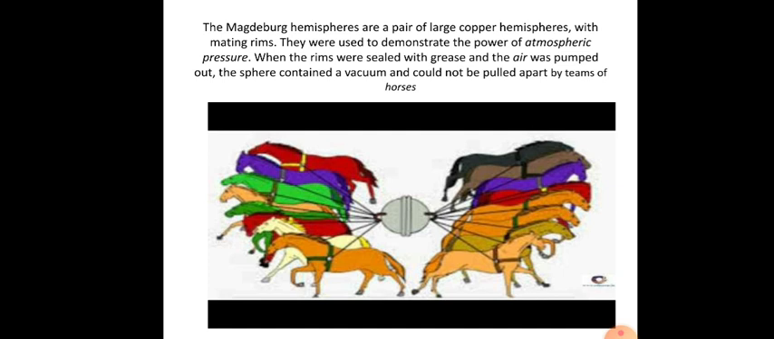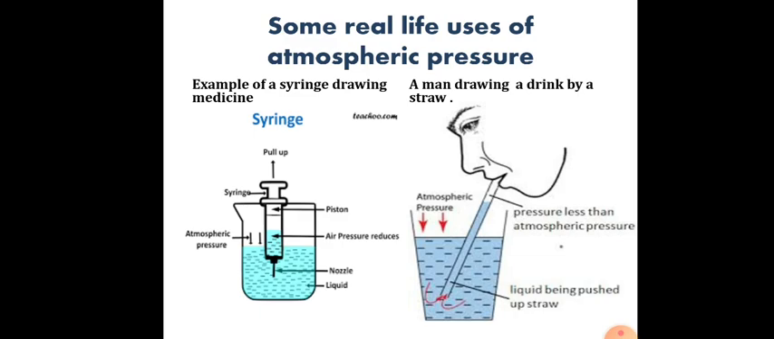This is Magdeburg's hemispheres. Now here you see the two spheres which are glued with grease, and the air is sucked out of them. They have so much pressure from outside that they cannot be separated very easily. It requires many horses to pull them apart.